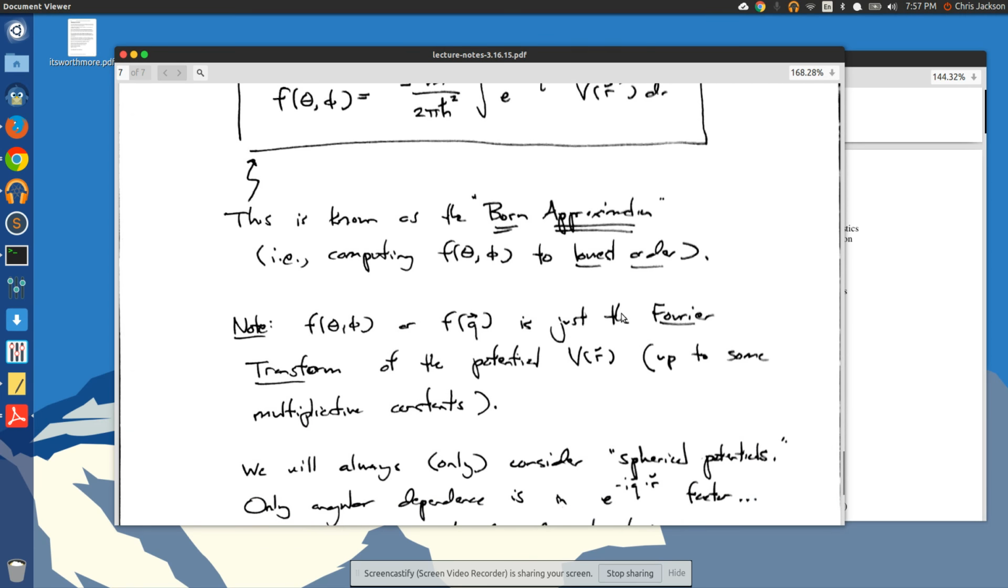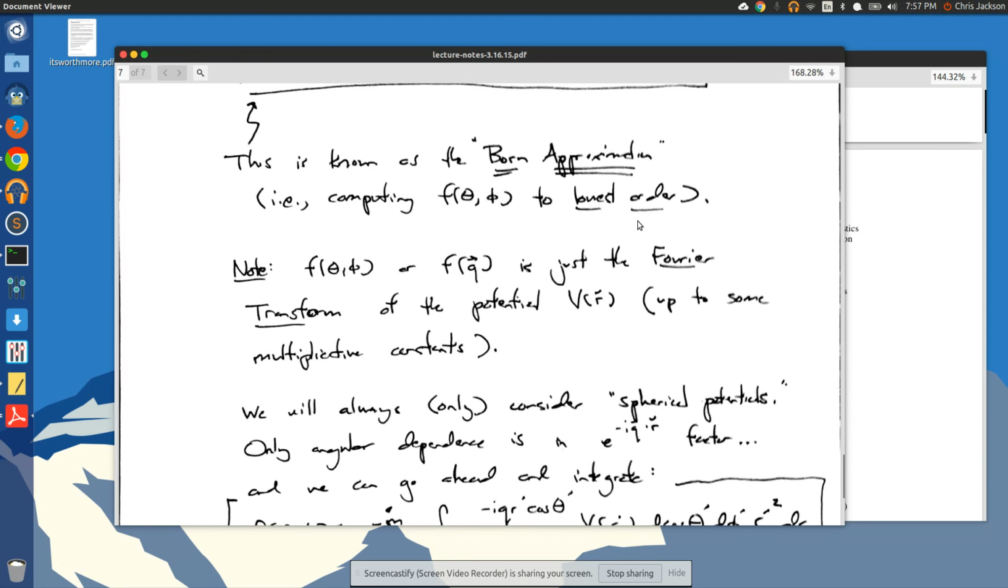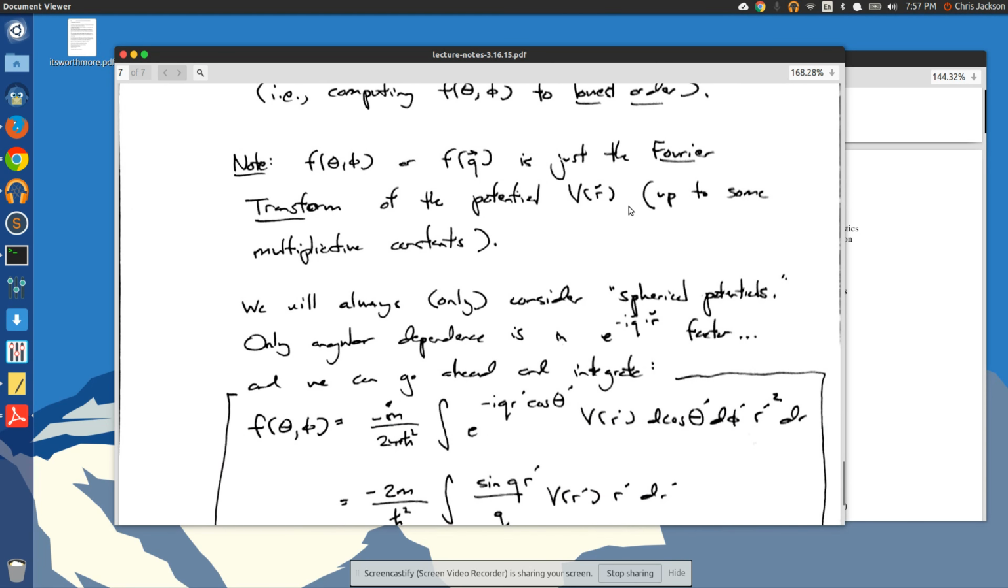One thing that you notice is that if you forget about these factors here, the scattering amplitude is basically just a Fourier transform of the scattering potential, which is interesting in its own right.